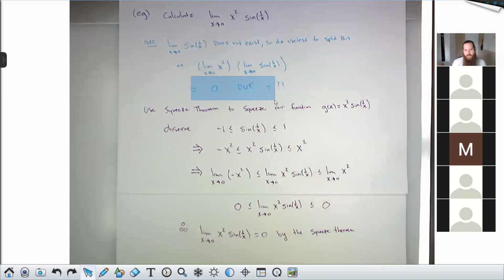And 0 times DNE, we have no idea what that is. That could be DNE. That could be 0. That could be plus infinity. It could be 5. There's no guidance from that because this piece is so badly behaved. So the point here is that the sine of 1 over x, his bad behavior near 0, makes this guy hard to figure out. And that's why we need the theorem.